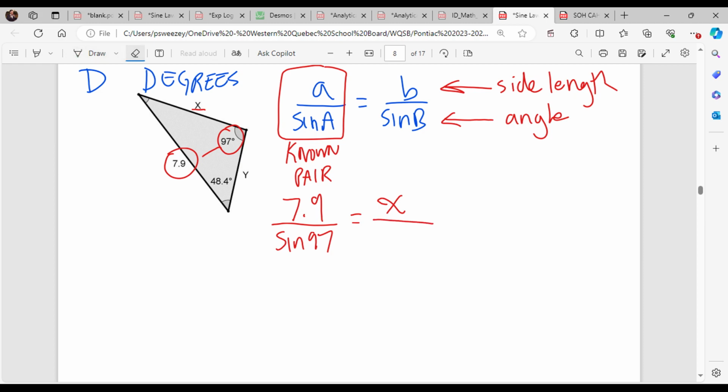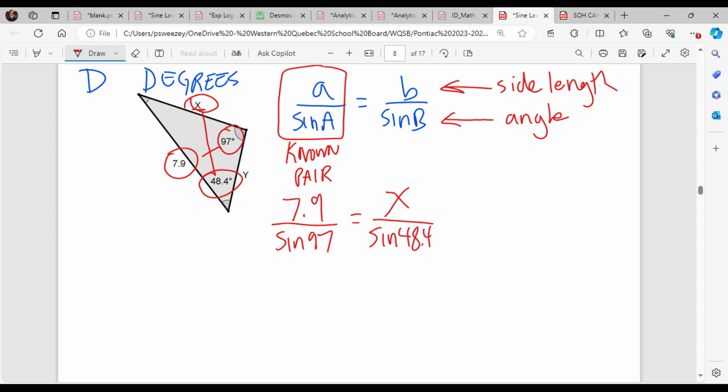That's a terrible x. Okay. That's going to go up top. What is it paired with? It's paired with the angle 48.4. Okay? So again, there's a relationship between side lengths and the angles opposite it. So sine 48.4.